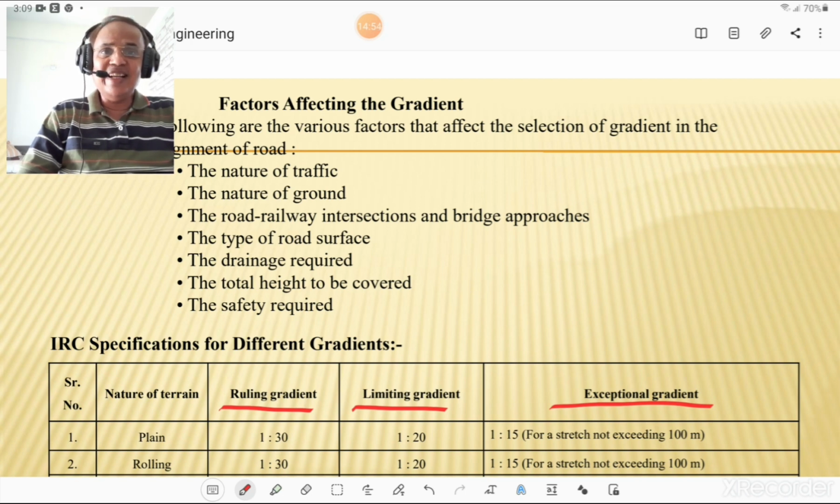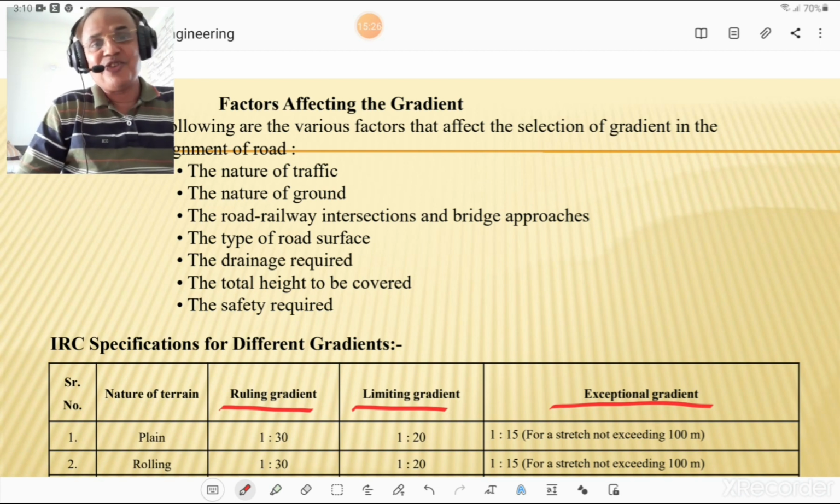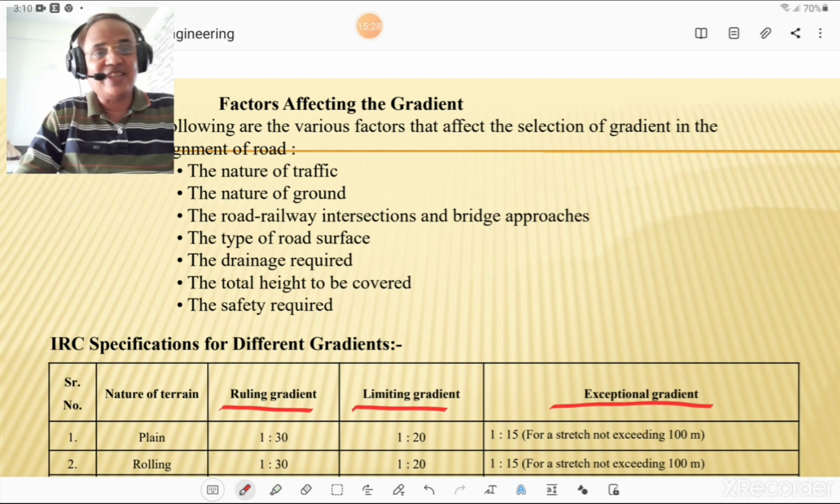What is the limiting gradient? Limiting gradient is greater than ruling gradient, and is applicable in limiting cases. That is the limiting gradient. So limiting gradient is always greater than ruling gradient. And what is the exceptional gradient? The name itself indicates it is used in exceptional circumstances. What are the exceptional circumstances? That is, when we have to provide a gradient lower than the lowest, or a gradient steeper than the steepest. In such a case, we can provide the exceptional gradient.